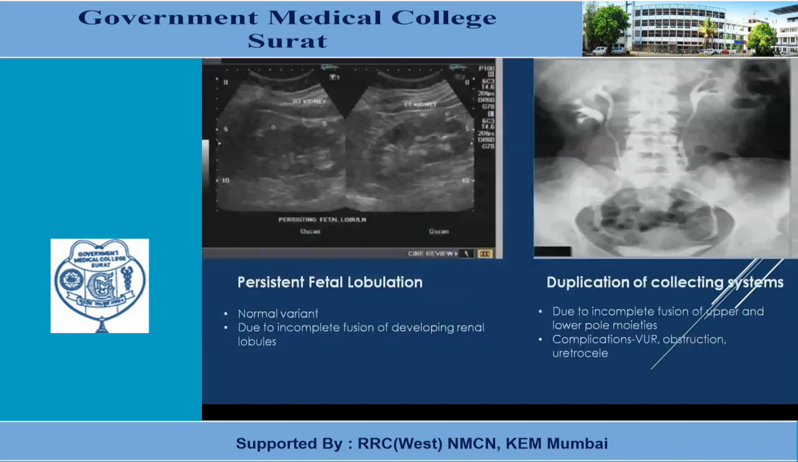You can see that this is an ultrasound showing an irregular lobulated margin as compared to previously, and also seen here is a smooth margin. Here is a lobulated margin. This is persistent fetal lobulation. It's a normal variant due to incomplete fusion of the developing renal lobules.